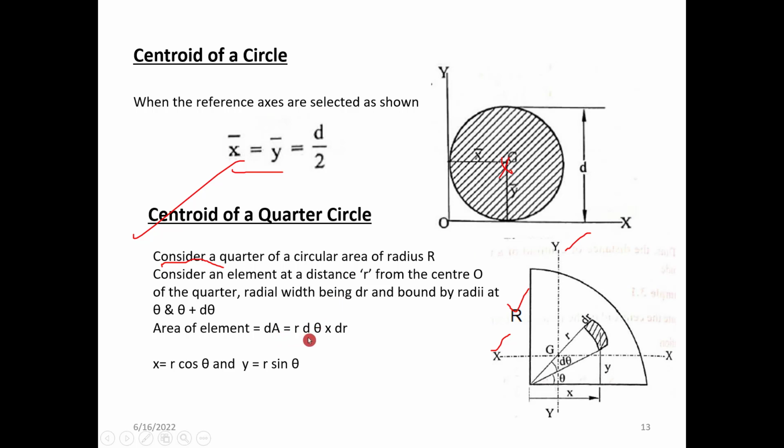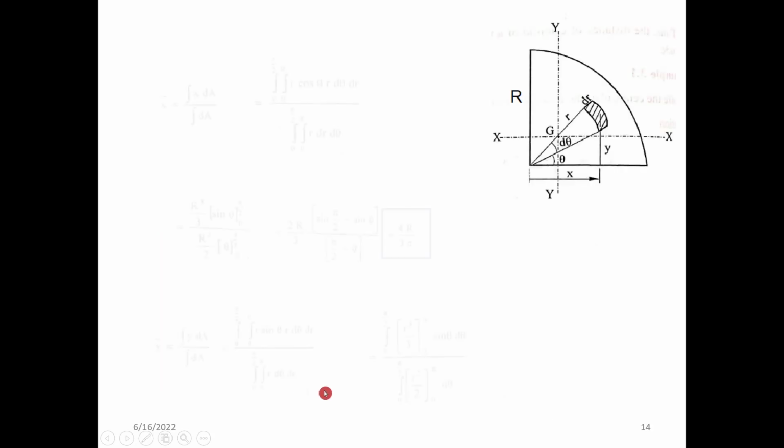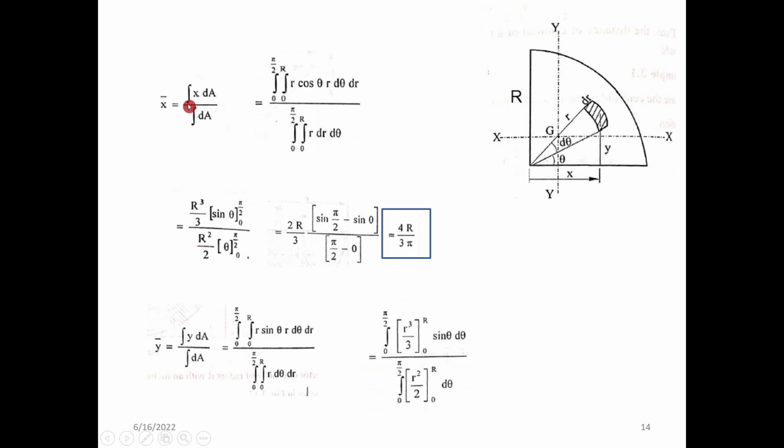We also know that x is equal to r cos theta, and y is equal to r sin theta. So all those terms are added here. We are replacing the x with r cos theta, and r into d theta into dr will be the dA component, divided by the dA component, which is r into dr into d theta. This is the integrand, and upon simplification you will get that x bar is equal to 4r by 3 pi.